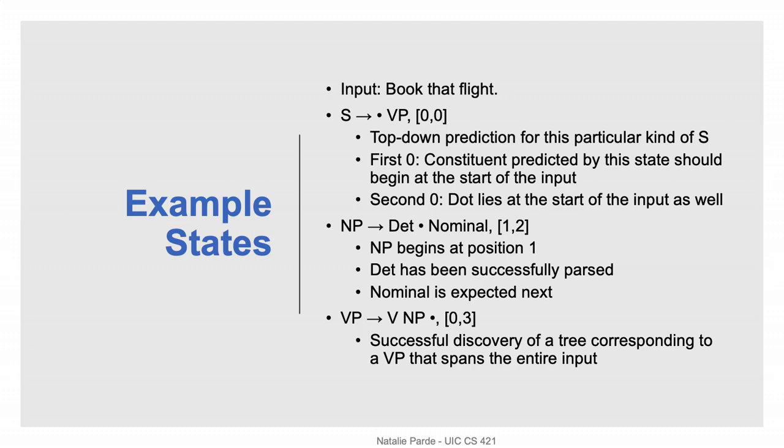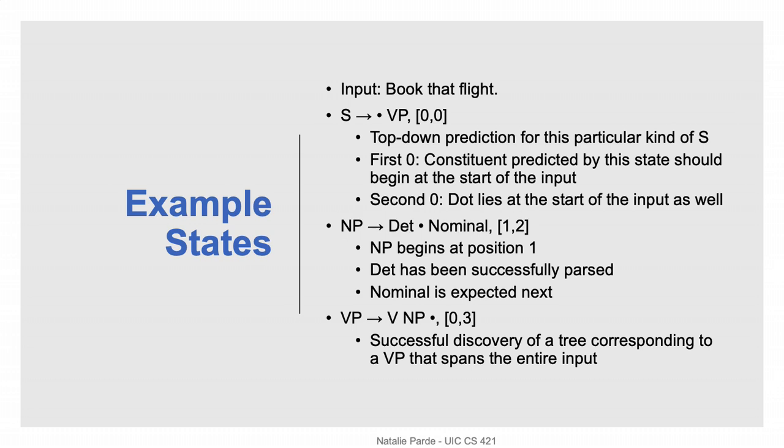Some examples of what those states might look like are shown here. In the first case, we're saying that a top-down prediction for the start symbol is a verb phrase. The indices, 0 and 0, mean that the constituent predicted by this state should begin at the start of the input string, and the dot currently lies at the start of the input as well, rather than within it. So the next word we'll be trying to match is book.